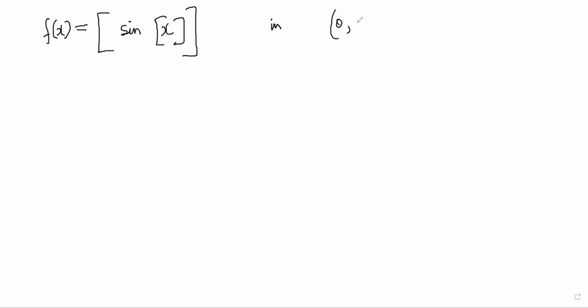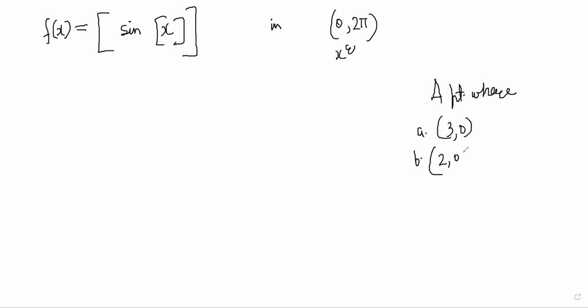Next one was 21. A point where the function f(x) is not continuous, where f(x) is equal to GIF of sine of x, sine of GIF of x, in 0 to 2 pi. A point where it is not continuous. The options are 3 comma 0, 2 comma 0, 1 comma 0, 4 comma minus 1. See, this is a point.